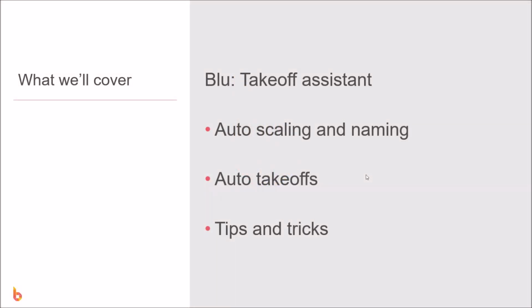Alright, in this video we're going to have a look at Blu the Takeoff Assistant. In my example I'm going to use imperial plans, so 1/4 inch to 1, 1/8 inch to 1, etc. Everything I go through is identical if you are using metric plans. We're going to have a look at the auto scaling, we're going to have a look at how the auto takeoffs get done, and we'll have a look at some tips and tricks along the way.